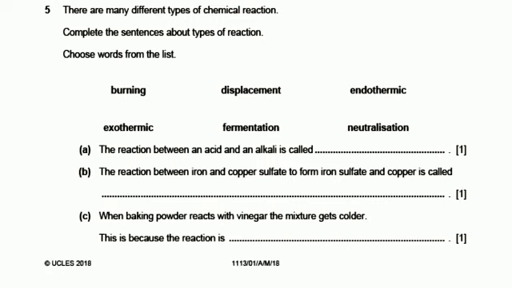Question 5a. The reaction between an acid and an alkali is called neutralization. Question B. The reaction between iron and copper sulfate to form iron sulfate and copper is called displacement reaction. Question C. When baking powder reacts with vinegar, the mixture gets colder. This is because the reaction is endothermic reaction.